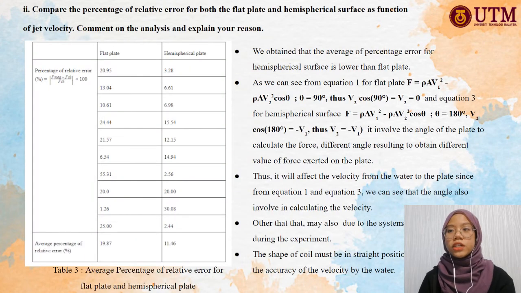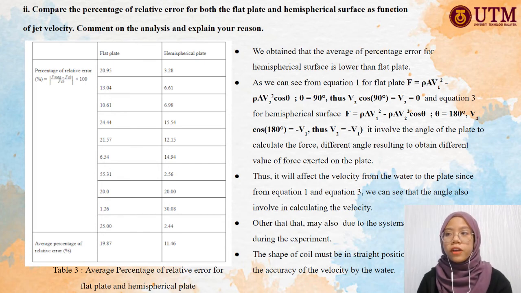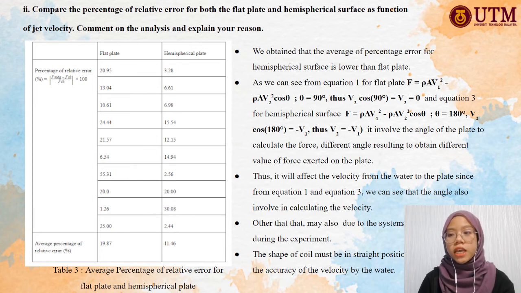So the next question is to compare the percentage of relative error for both flat plate and hemispherical surface as a function of jet velocity. Table 3 shows the average percentage of relative error for flat plate and hemispherical surface. We obtain that the average percentage error for the hemispherical surface is lower than the flat plate. This may happen due to the different shape and angle of both surfaces.